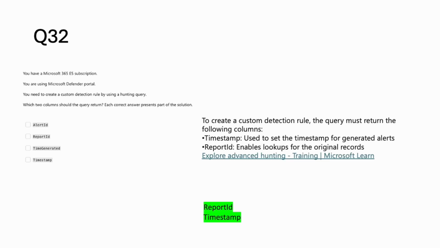Again, it's all about exploring the table and becoming familiar with the options. If I explore that, it says to create a custom detection rule, the query must return the following columns: timestamp and report ID for this scenario. And this is about a custom detection rule. So for this custom detection rule, you must define the timestamp and the report ID.